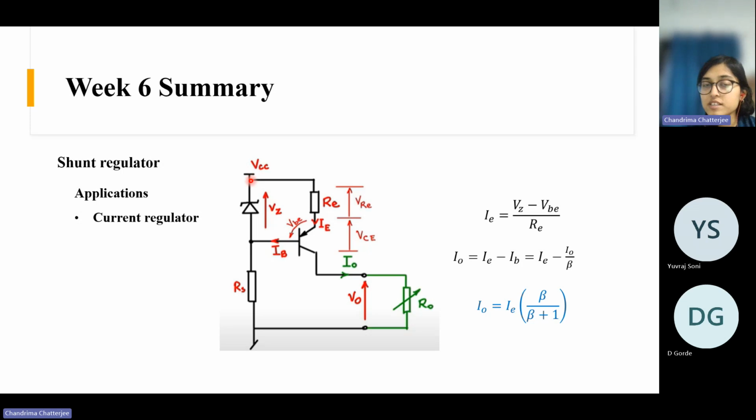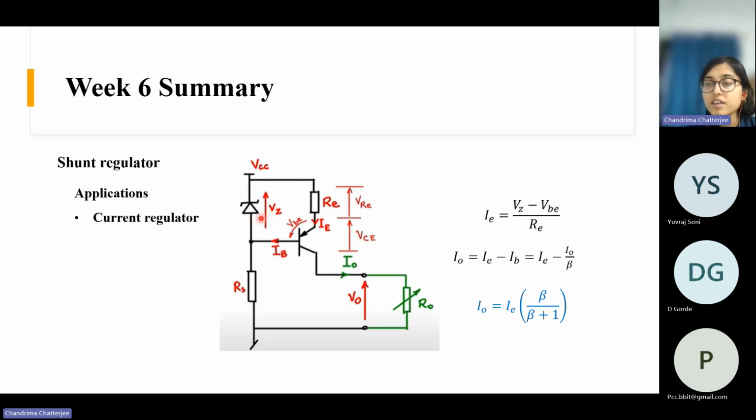So we have this VCC here. This is the supply voltage, a constant value. And the Zener diode is maintaining a voltage Vz across it. If you apply KVL in this loop, the drop across this resistance IERE will be Vz minus VBE, but here we shouldn't say VBE because this is a PNP transistor.